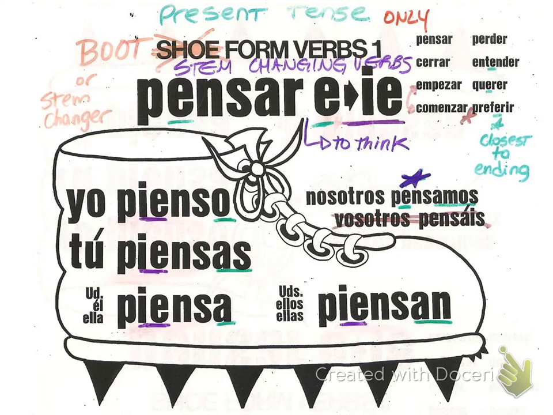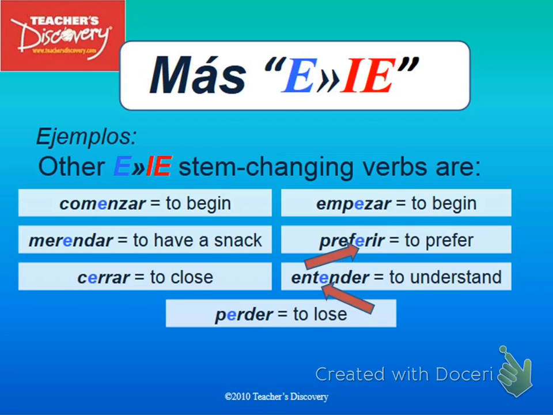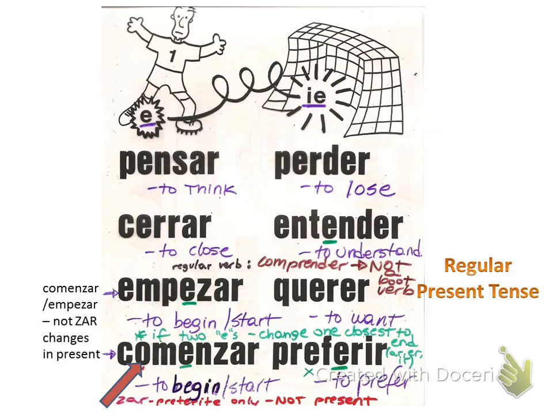Here's pensar, which is another E to IE verb change, and another example of how you can see those changes taking place there. There are going to be more E to IE verbs that I'm going to show you, and again, if you have a verb that has two E's, like preferir and entender, you always change the E that's closest to the end. Some more examples of some E to IE verb changes are on the screen.